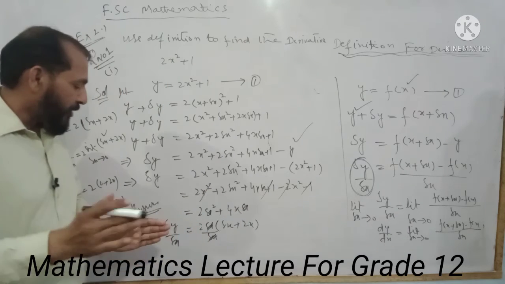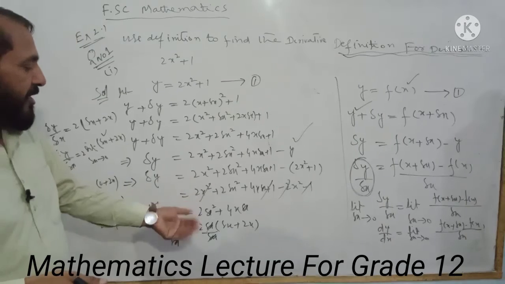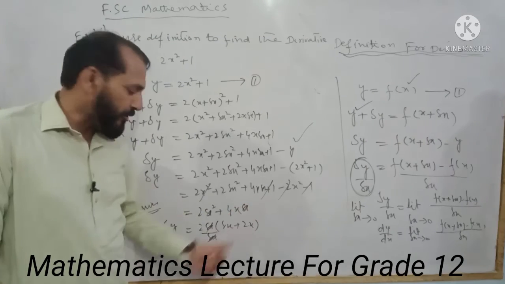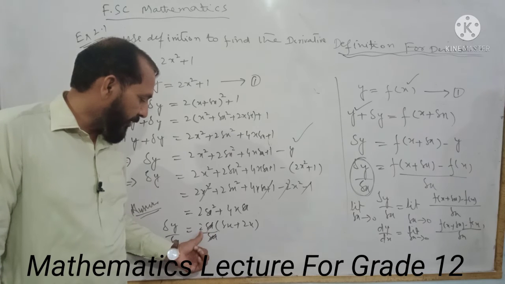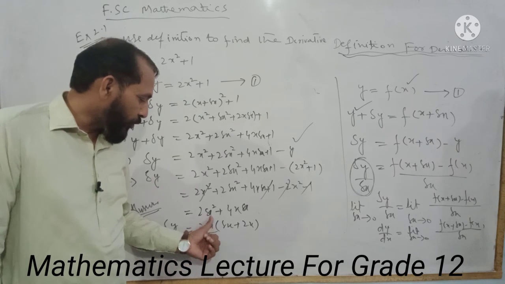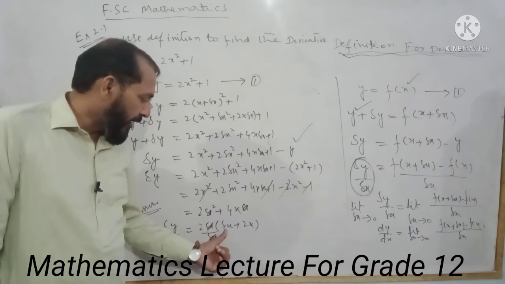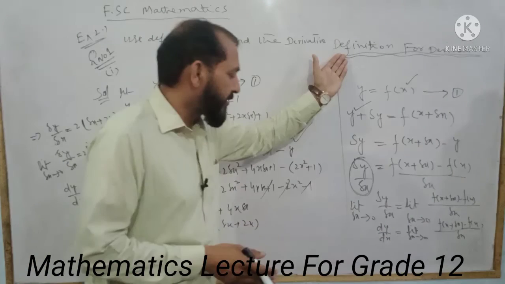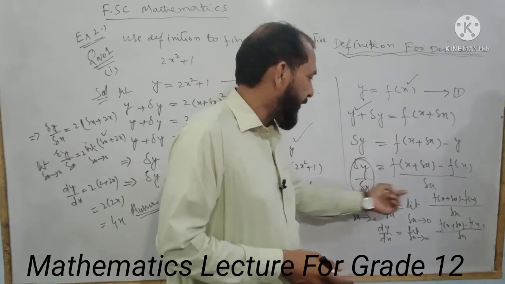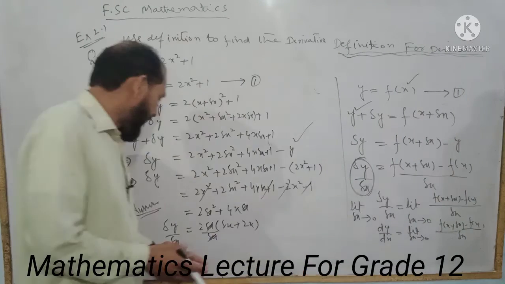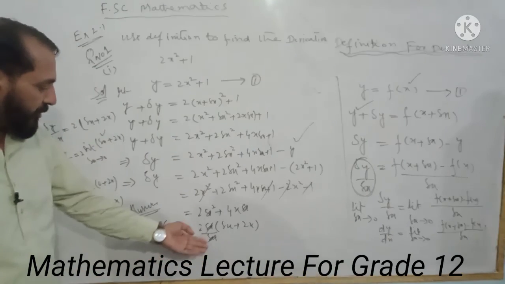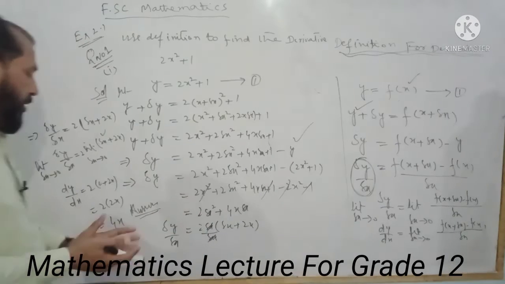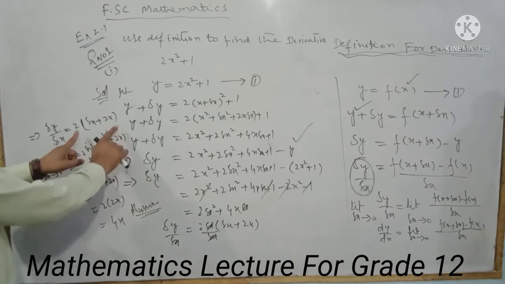Okay, I hope you all understand this question at this step. Next, 2 del x is common in both values, so we take 2 del x common. Here after taking common we have del x plus 2x. After this, by using the definition, we divide by del x on both sides of this function. The del x cancel, and after cancellation we have the final result.